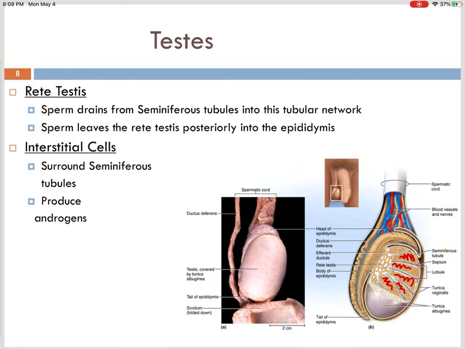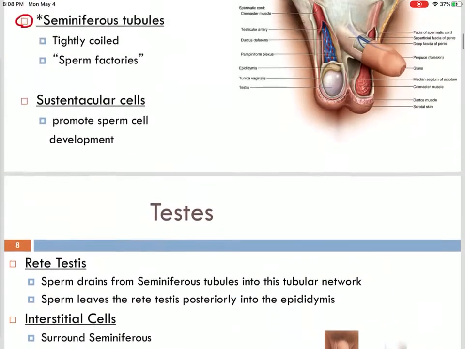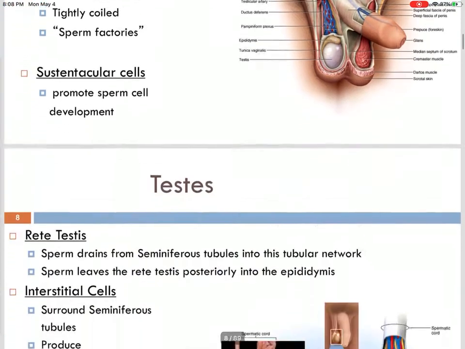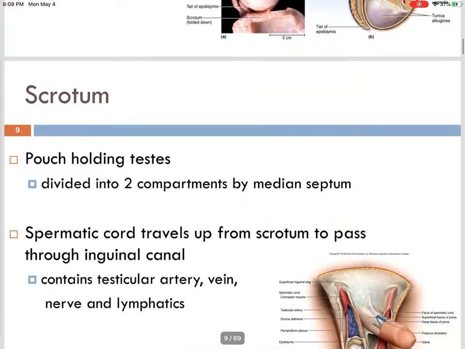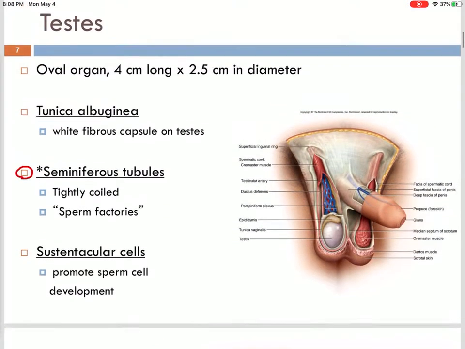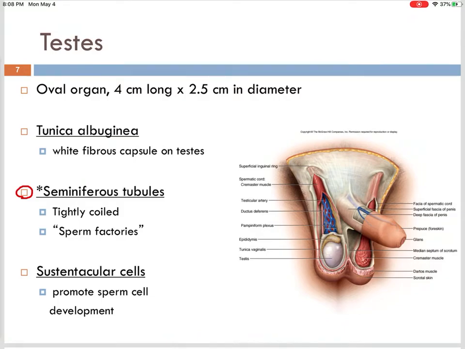Now, of course, there are a bunch of other cells and structures that help, such as sustentacular cells and interstitial cells. For this class, you don't have to know them. The information is here if you need it. But I want to focus on the basics. And I also want to allow you time to prepare for the final exam, not overload you so much at this point in the semester.